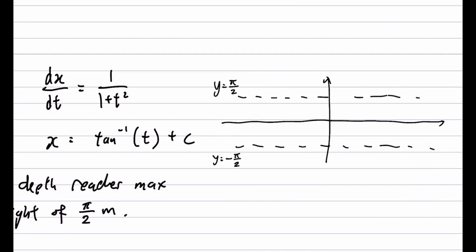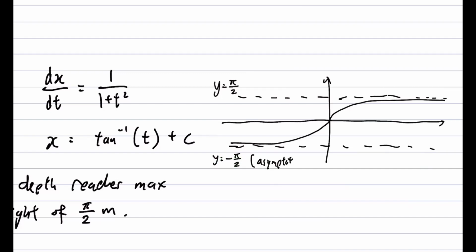How does the graph look for the tangent inverse? It looks something like this. It goes towards the origin, and then you continue going down, down, down, getting closer and closer, but never touching. That's why it's called an asymptote. Y equals negative pi by 2. These are asymptotes.